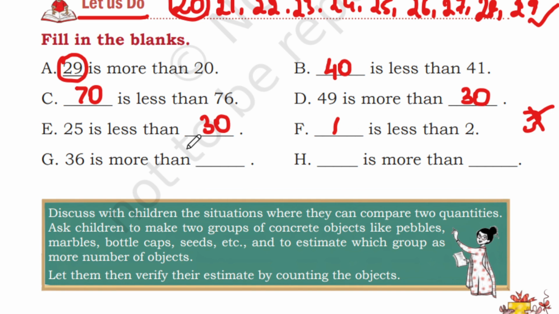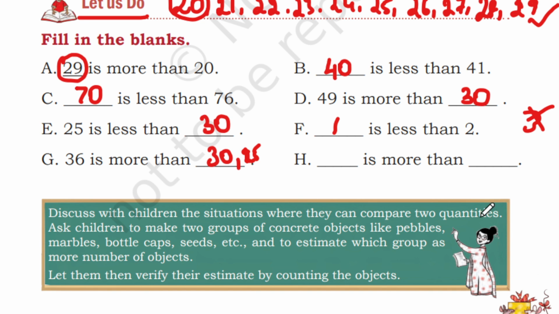Okay. So the next one, 36 is more than. Again for this also you can write 30 or you can write 25. So all the numbers which are less than 36. Okay.